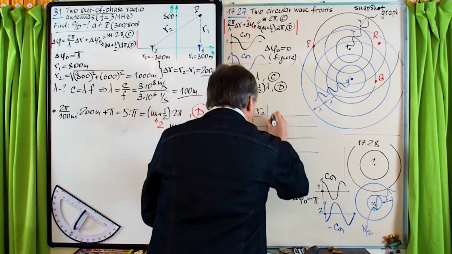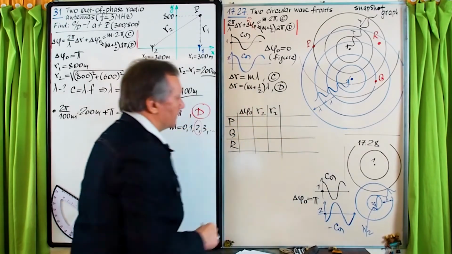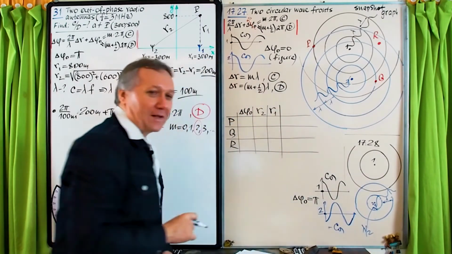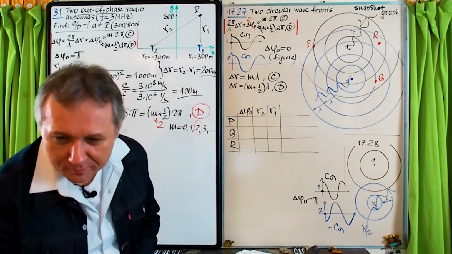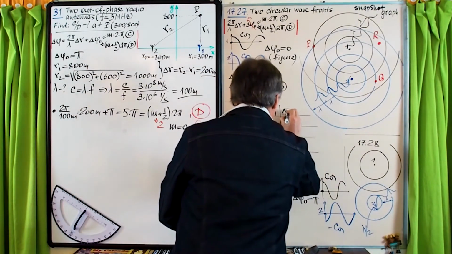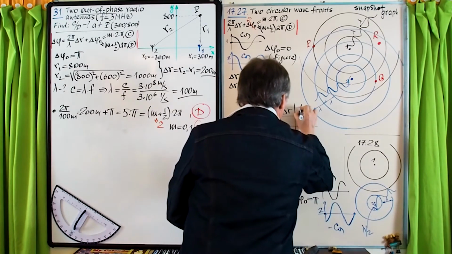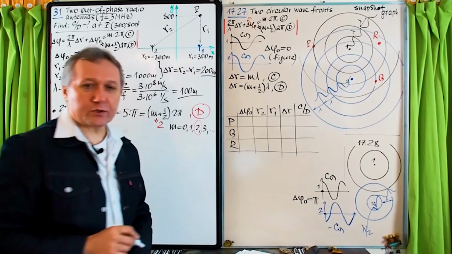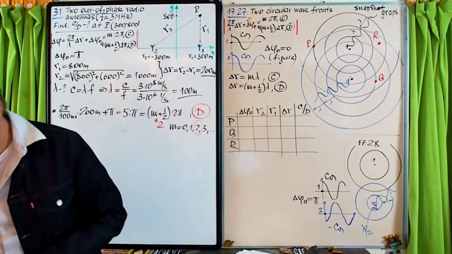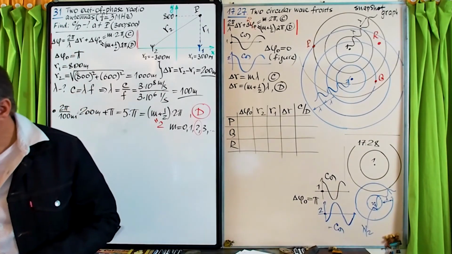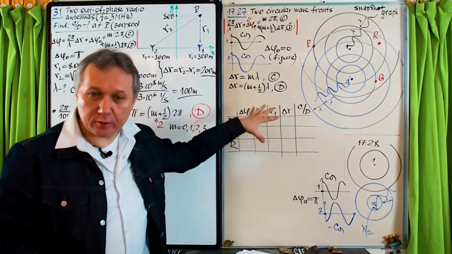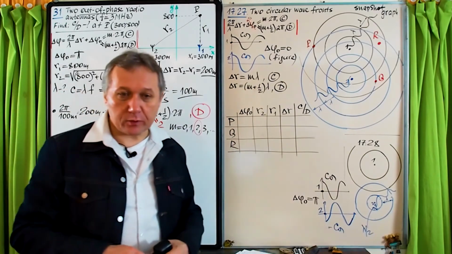Then R1. Wait, I said R1 and wrote R2 still. Right, R1. Then delta R. And then conclusion. Are we going to get constructive or destructive interference? So in your homework, in problem 28, you will have to create a table like this. Fill out the table like this.